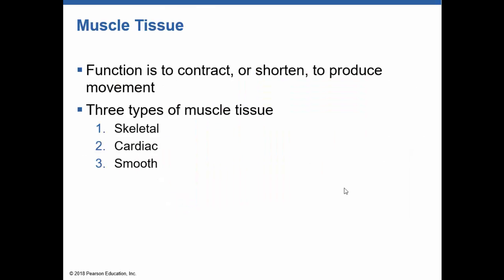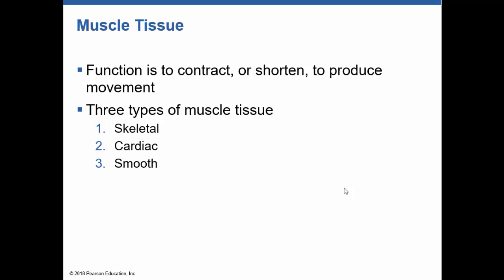Okay, muscle tissue, our fourth type of tissue. It functions in contracting, or shortening, to produce movement. Now notice it's talking about contracting. I will mention that the opposite of contract will be to relax a muscle. So you contract, relax, contract, relax. In fact, sometimes you contract and then you contract another muscle to help relax the first one.